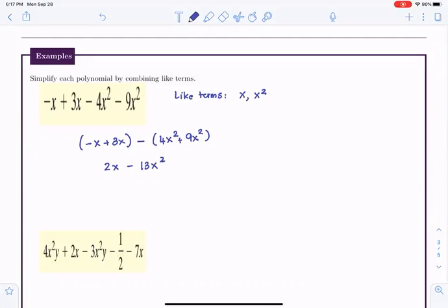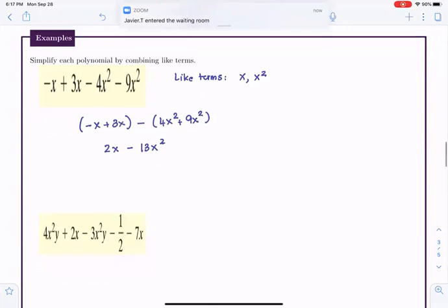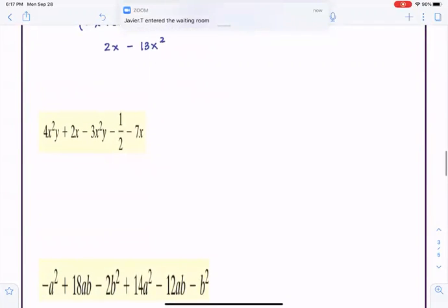Now, there is a way to write this in a better form, but we'd have to wait until the next section, and then I'll explain what that is later on. So in the second example, the first step would be to identify the like terms.